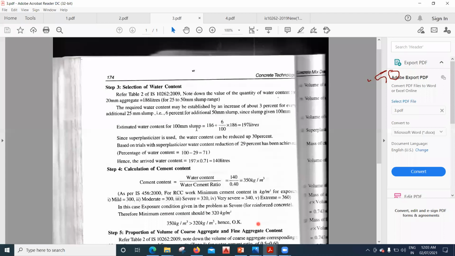So 186 is what we require, but our slump is how much? I'll do a quick calculation here. Just try to understand. The table given to us is for 50 mm, right? There we have to give a maximum water of 186. But the question is telling us to keep a slump of 100 mm. So from 50 to 100, how much have we jumped? We have jumped by 50 mm.